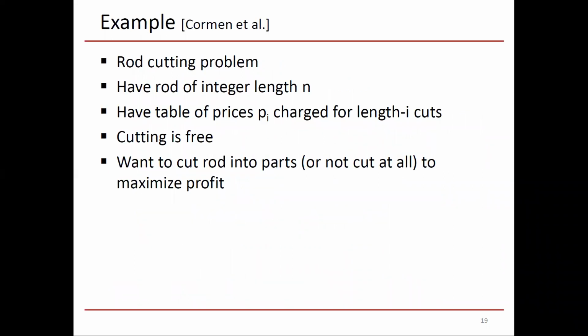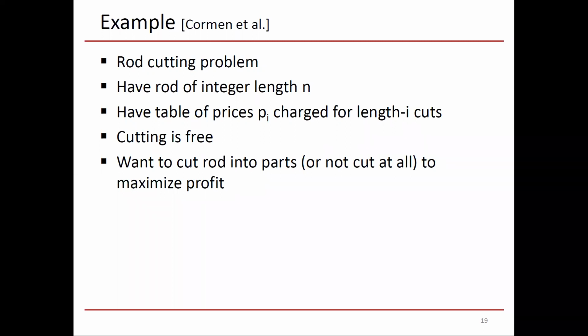We're now going to have a comprehensive example, which is taken from the textbook by Cormen et al. This is a rod cutting problem. We have a rod of integer length n, and we have a table of prices, p_i, that's charged for rods of length i. So you have this long amount of material, let's say 100 feet, and you can cut it into rods of length 1 foot, 2 feet, 3 feet, 4 feet. And now we're asking, how do we cut it in a way that our overall revenue, this could be revenue, could be profit, but our utility will be optimized.